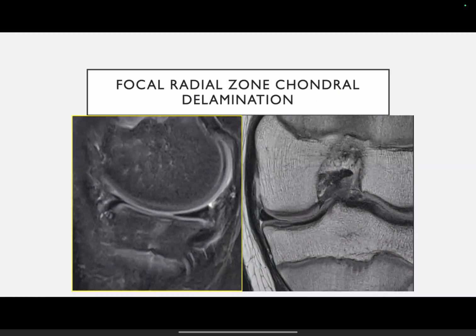subchondral edema pattern. At times what happens is that there is radial zone chondral delamination. So these are the deeper zones of the subchondral plate, and whenever there is delamination or separation of the cartilage from the bone, the fluid can seep in and produce an area of marrow edema. So this is a subtle case actually where we can see that there is slight elevation of the cartilage from the subchondral bone, and there is appearance of mild marrow edema in the central tibia.